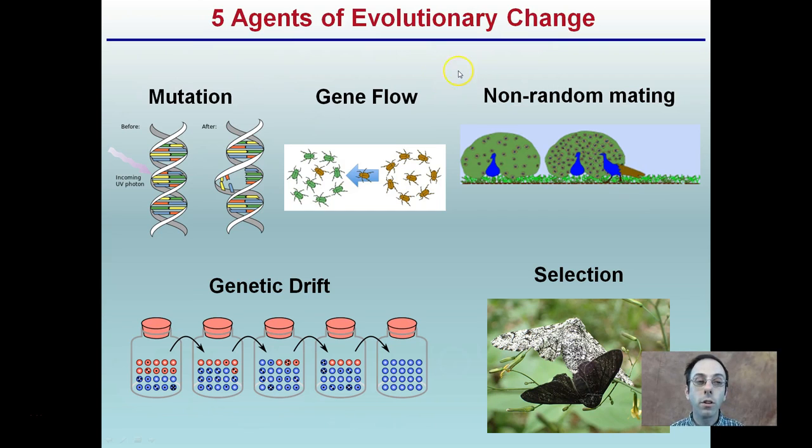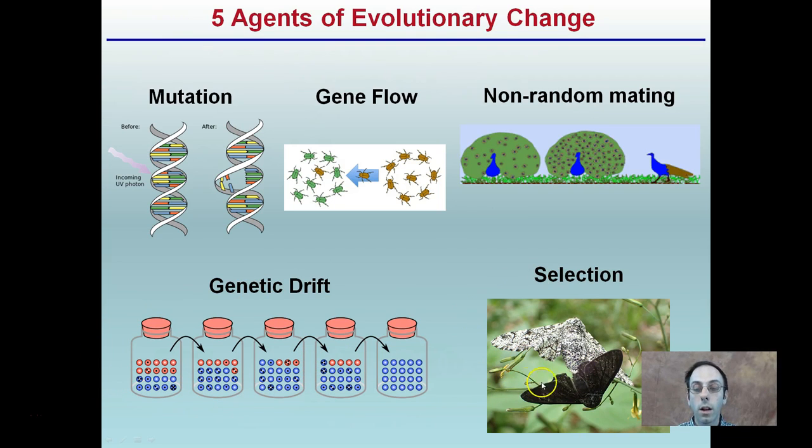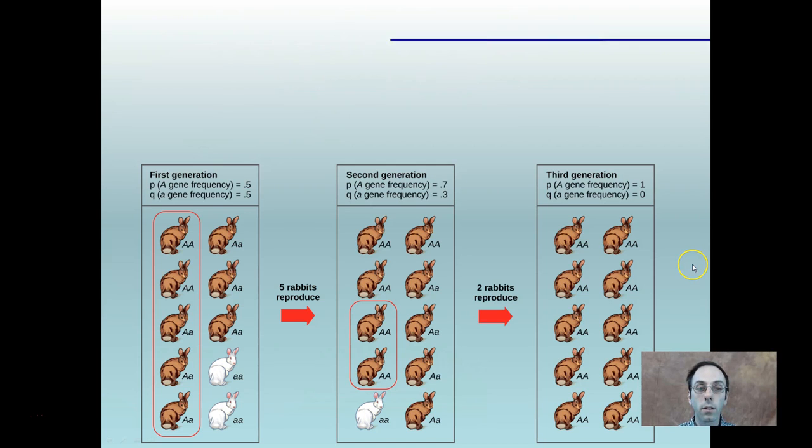So, 5 agents for evolutionary change. One is mutation. Mutations occur, again, just normally with DNA polymerase. They can also be influenced by the environment. Gene flow, the movement of genes from one population to another. Non-random mating, where in this case we see a female choosing this male over this male with showier feathers, resulting in a population that has shifted to showier feathers. Genetic drift, where we're drifting towards a certain phenotype. And of course selection, which in this case could be one color that camouflages better compared to another color.